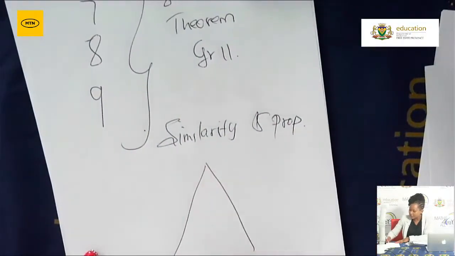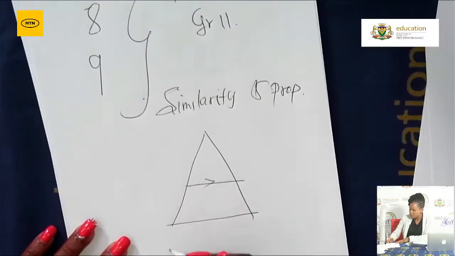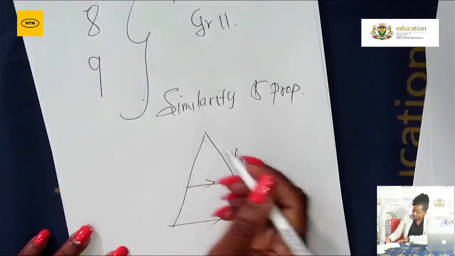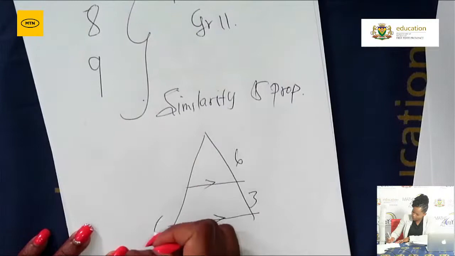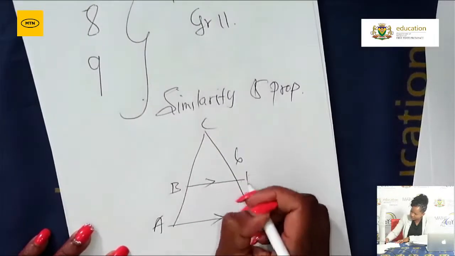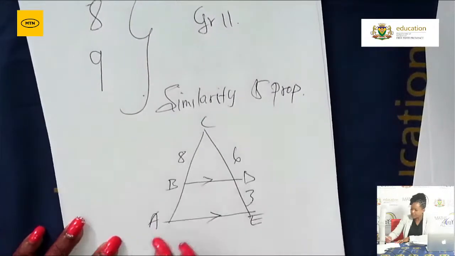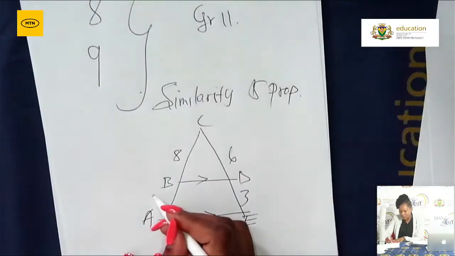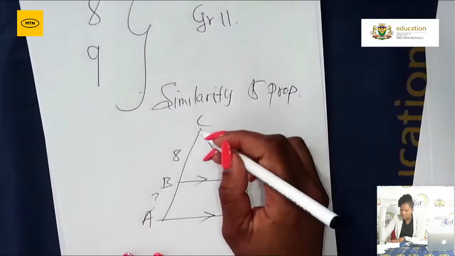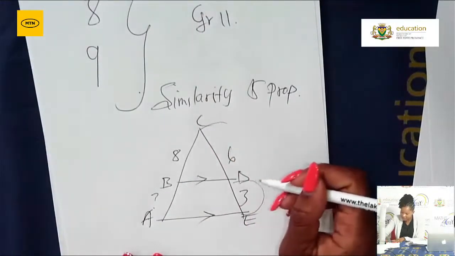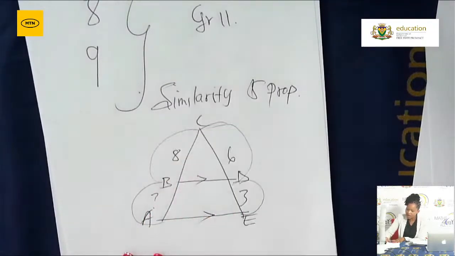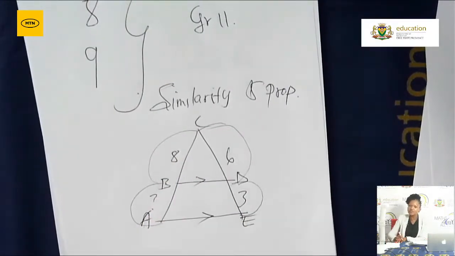That's where you will have a triangle with lines being parallel to each other. And then suppose this one is 3 and that one is 6. And then this one is unknown, A, B, C, D, E. And this one is 8. You must remember proportionality. If you want this side AB, you will say 3 over 6 is equal to AB over 8. And then you solve for AB.